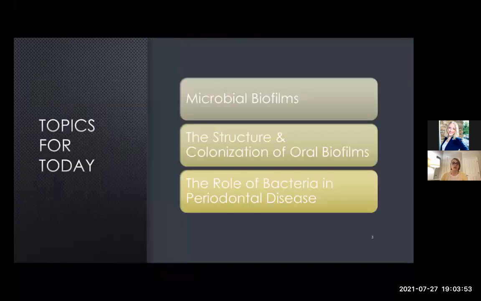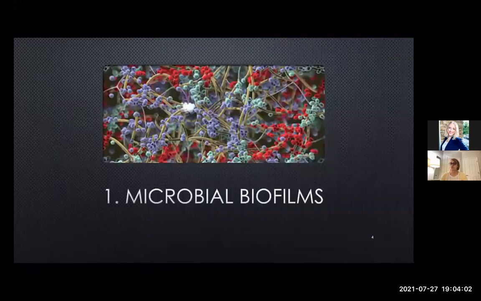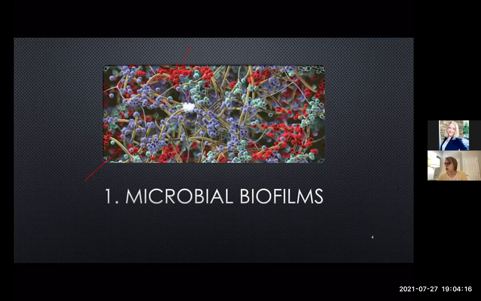So first, we're going to talk about microbial biofilms, then structure and colonization, and finally, the role of bacteria in periodontal disease. So here's another really great picture. You can see the different shapes here. We've got some cocci, we've got some rods there. There might be some spirochetes throughout here, but you can definitely see the cocci and the rods really easily.